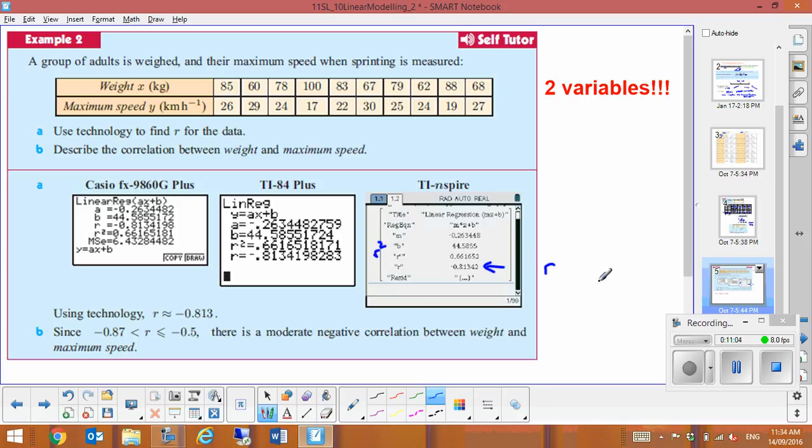So I'll do another video later showing you exactly what to do with your calculators, or else we'll do it in class. But as I said, all of these we'll be doing with your calculators rather than manually.